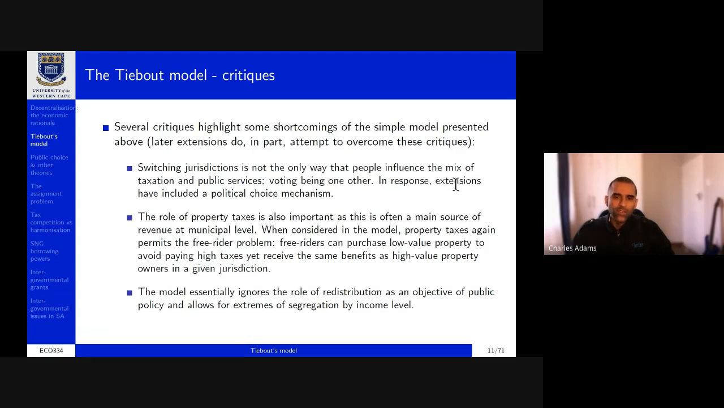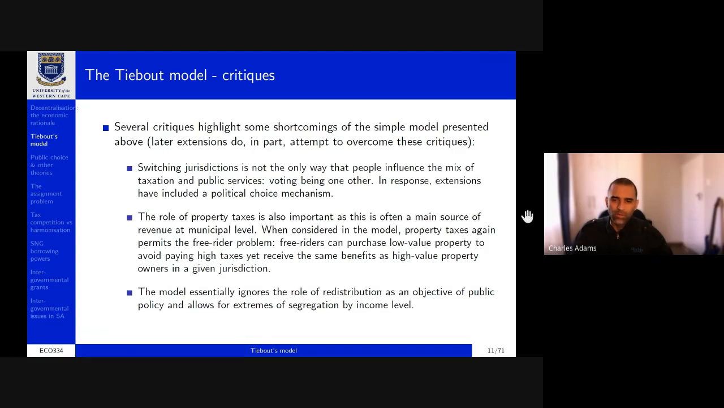The model has been extended to address this critique, as well as some of the other critiques. You can read more about that in the textbook. The role of property taxes is also important, as this is often the main source of revenue at municipal level. And this is an important one.